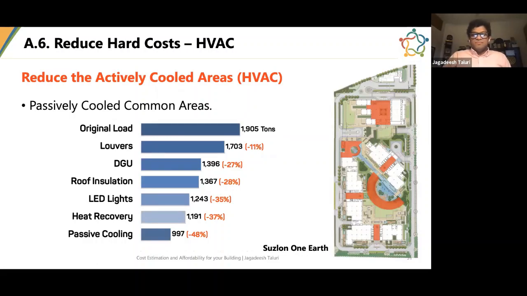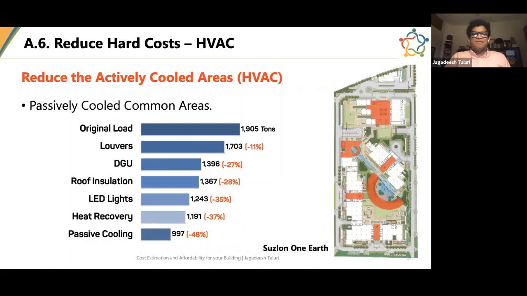When we were trying to do the simulations and everything, we applied louvers, double glazing, roof insulation, LED lights, and heat recovery. Despite doing all these things, we could not achieve more than 37% reduction without changing the HVAC system.